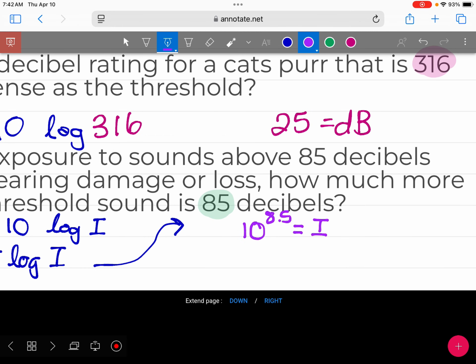So how can we figure out what I is? Into the calculator. Ooh, big number. 10 to the power of 8.5. What do we get? You can go individual digit as you go. 3, 1, 6, 2, 2, 7, 7, 6, 6. 316,227,766 times louder.